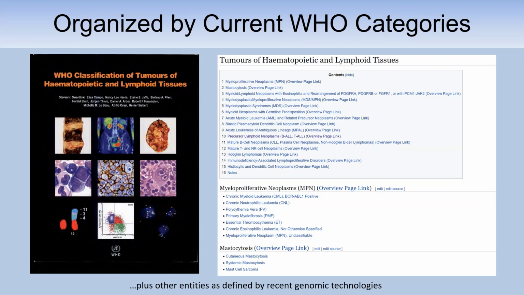In terms of organizing the information based on the WHO classification, it's book by book, and every entity within those books is detailed and has its own page. We also create other pages for genomic aberrations that we think are clinically important but are not currently in the WHO.